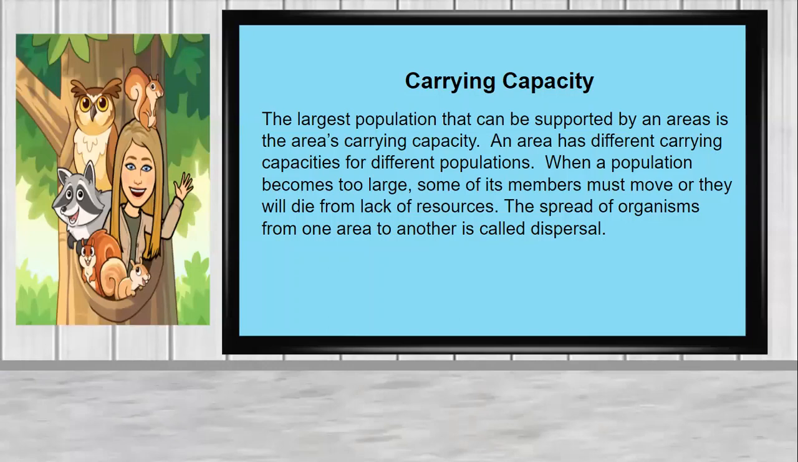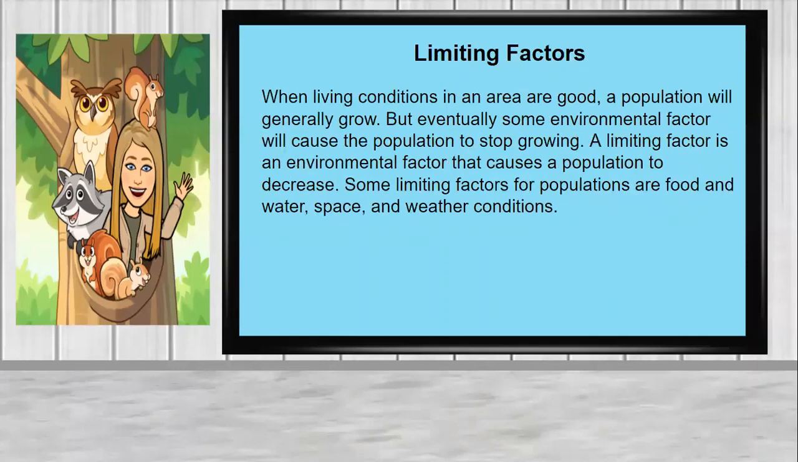The largest population that can be supported by an area is an area's carrying capacity. An area has different carrying capacities for different populations. When a population becomes too large, some of its members must move or they will die from a lack of resources. The spread of organisms from one area to another is called dispersal.